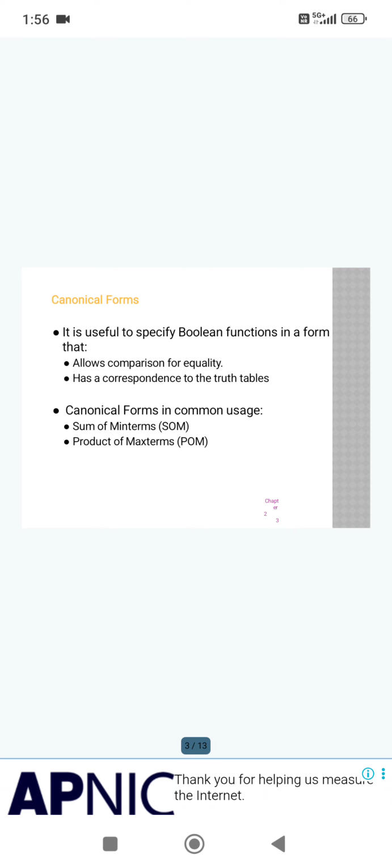The canonical form has two functions. One is that it allows the comparison of equality, and the next one is that it has a correspondence to the truth tables. This also includes literals, that is, each occurrence of a variable in either complement or uncomplement form is called a literal. These literal terms are arranged in two forms, that is sum of products and product of sum, that is SOP and POS.